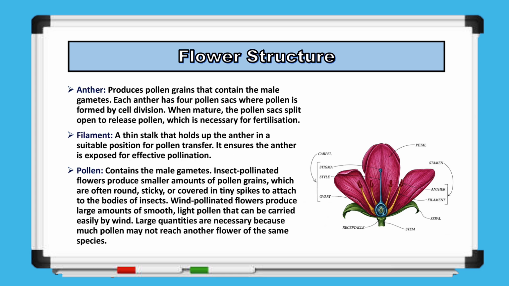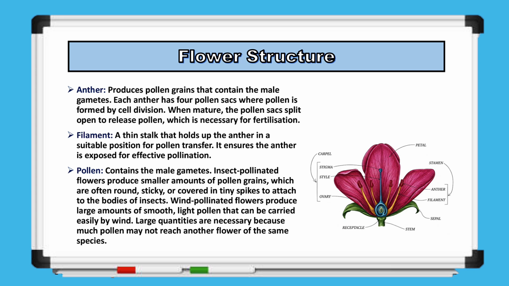The anther is responsible for producing pollen grains, which contain the male gametes, and each anther has 4 pollen sacs where pollen develops through cell division. When the pollen grains mature, the sacs split open to release them, making them available for fertilization. Meanwhile, the filament is a thin stalk that holds the anther in the correct position to ensure effective pollen transfer, and by keeping the anther exposed, it increases the chances of successful pollination.